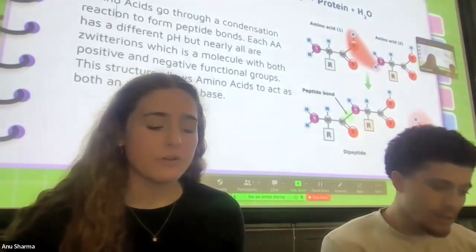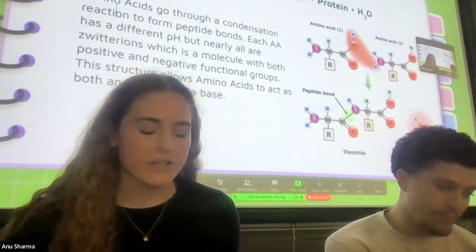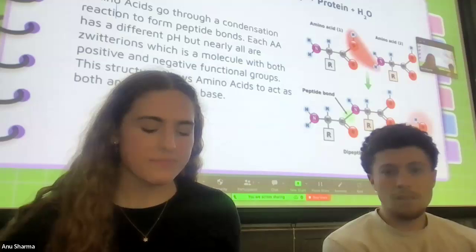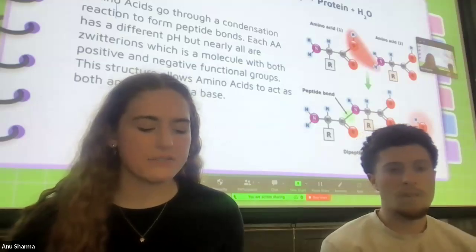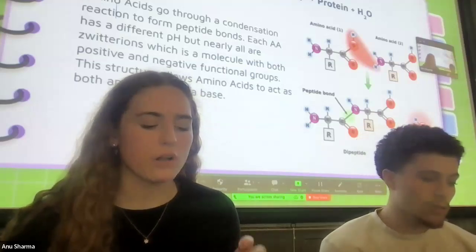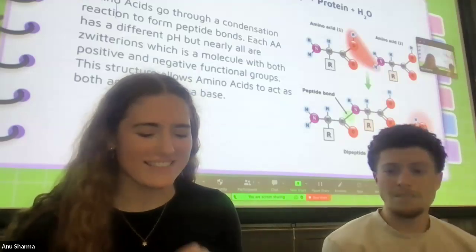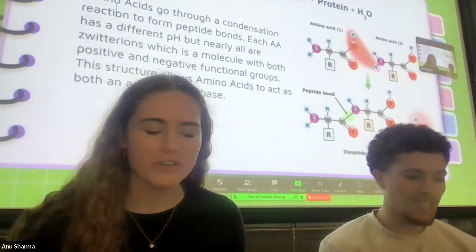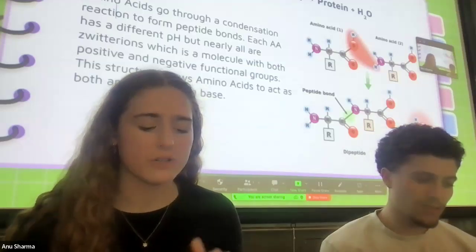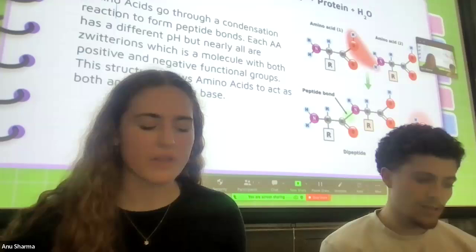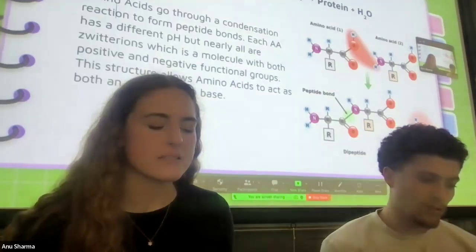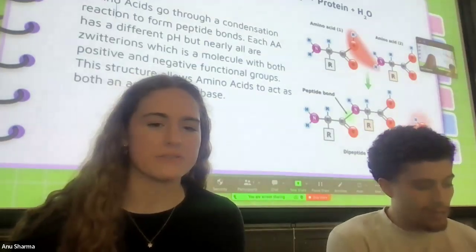So amino acids go through a condensation reaction to form peptide bonds, and each amino acid has a different pH, but nearly all of them are zwitterions, which is a molecule with both positive and negative functional groups. And this structure allows amino acids to act as both an acid and a base in different reactions.